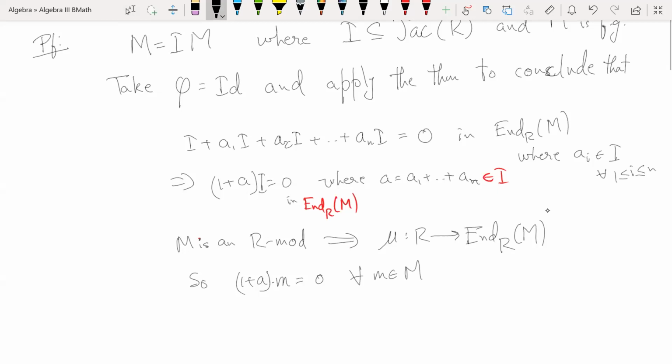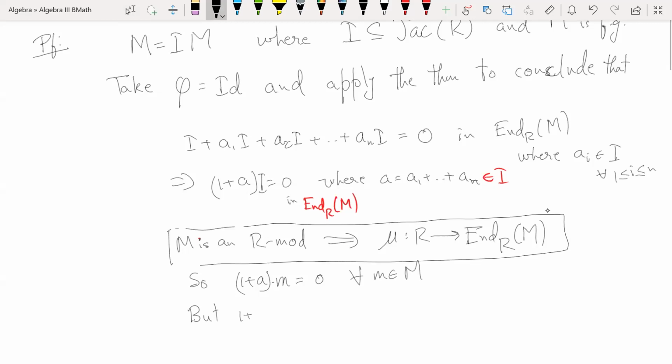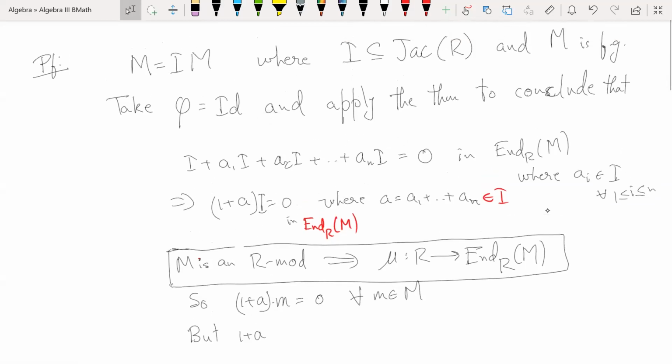But what do we know about 1 plus A? Maybe you can forget this. I'm just trying to tell you how this action goes. So if you want to think in terms of endomorphism it is this, but if you want to think in terms of scalar multiplication it is this. But what do we know about 1 plus A if A is in I? It will be a unit over here, because I is in the Jacobson radical. Remember, whenever you have something in the Jacobson radical, 1 plus that is a unit.